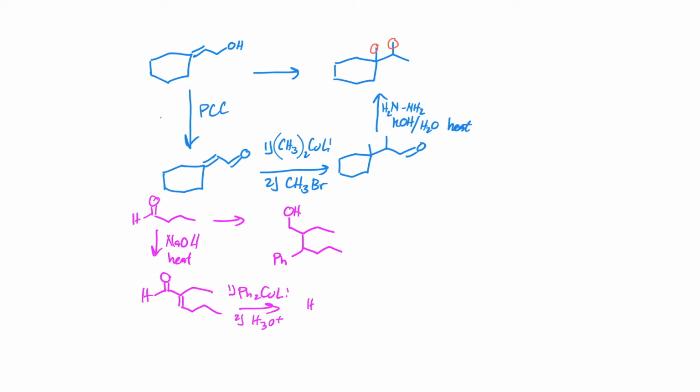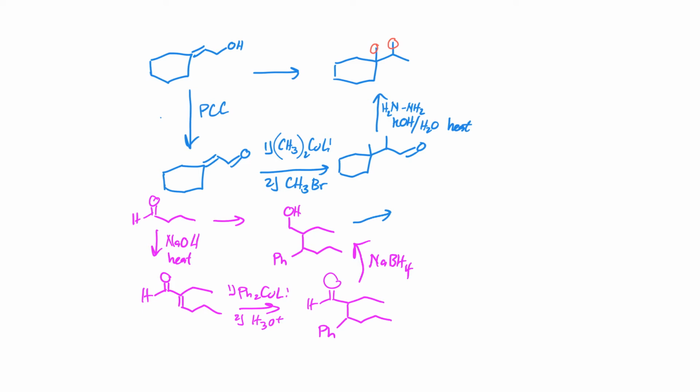That gets me to this intermediate, and of course one more step, NaBH4 will reduce the aldehyde to the primary alcohol. I would like to point out that we don't need to stop here, right? We know plenty of reactions of primary alcohols.